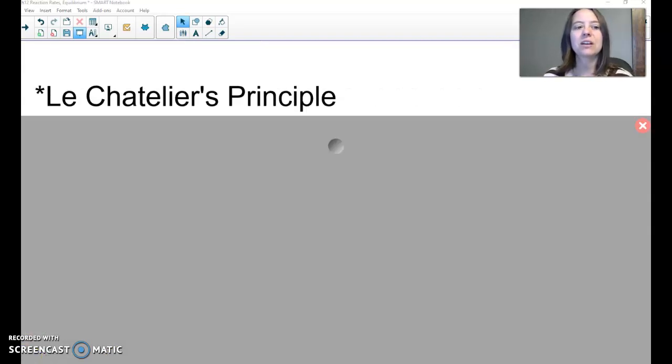And these factors bring us to Le Chatelier's principle, which we will discuss next time.